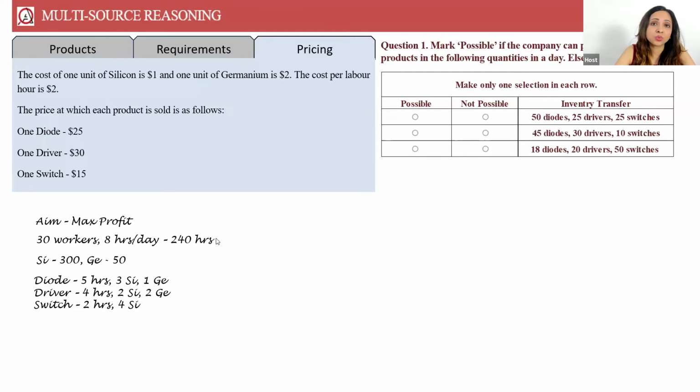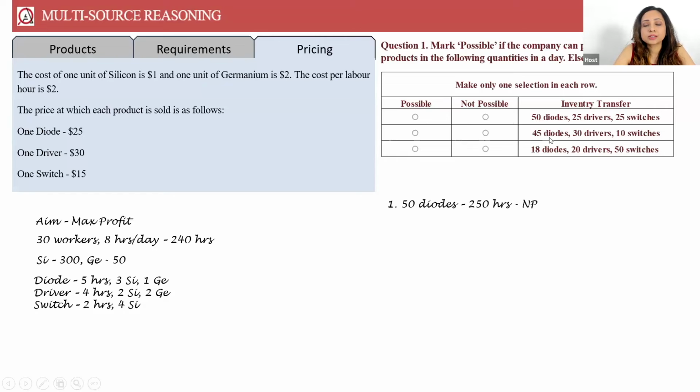Okay, can the company make 50 diodes? Let's see what 50 diodes need. One diode needs 5 hours, right? Then 50 diodes need 250 hours. But look at that. We have only a total of 240 hours. So this is not possible, right? Our first one is not possible.